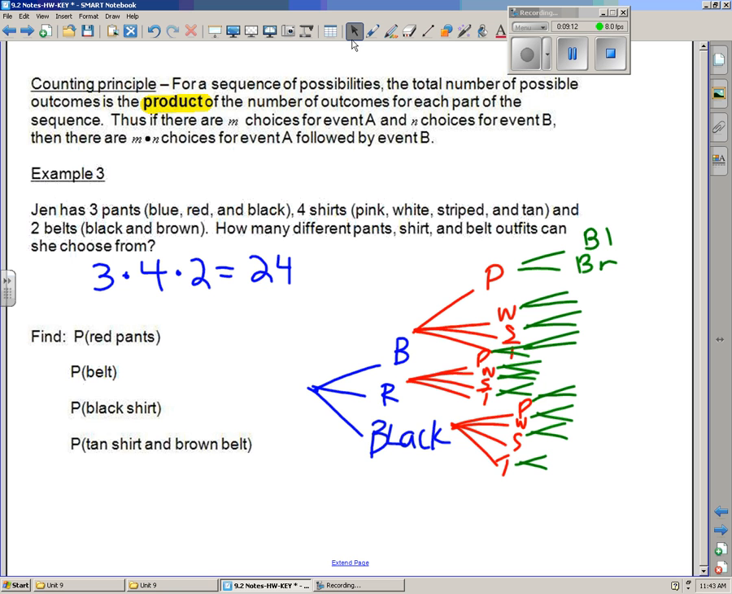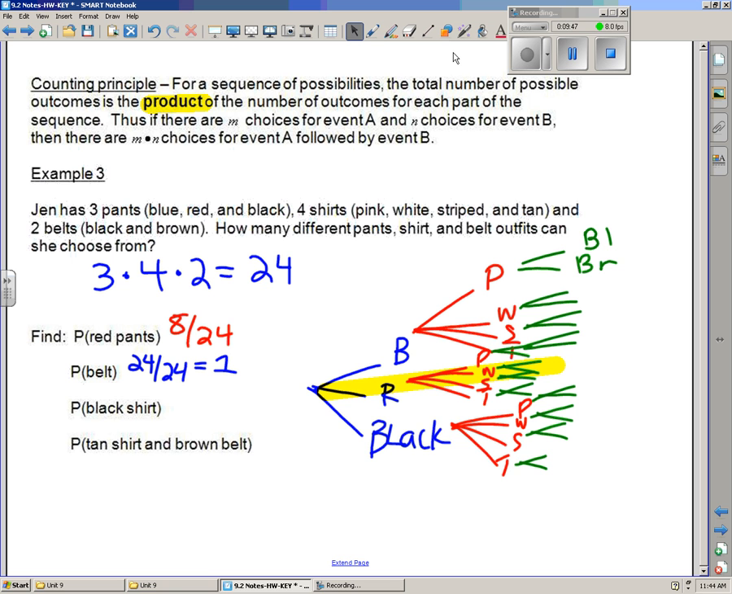So how many outfits could she choose that would have red pants? Well, red pants is this middle piece right here. And at the end of this branch, we know we're going to have basically 8 out of 24 ways to have a red pants outfit. So red pants would be 8 out of 24. To have an outfit that includes a belt, well, every single outfit includes a belt. So there's 24 out of 24 ways, or one whole. Every single outfit's going to have a belt.